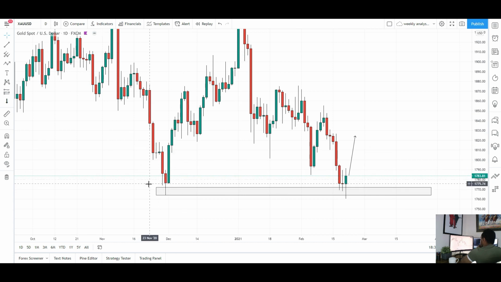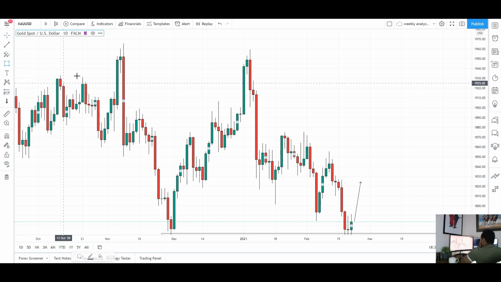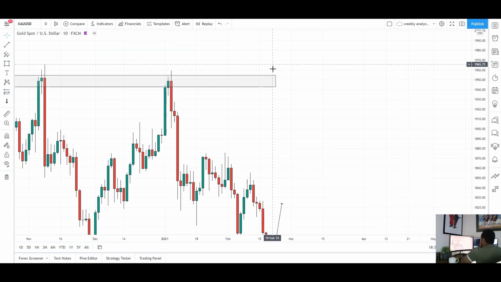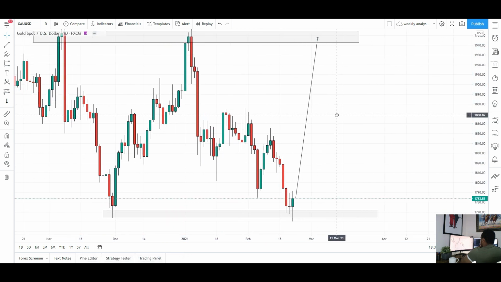As you can see, when we were here last time, we saw a really big push to the upside all the way back into this level. So we could potentially see price hold this area. We could actually see price eventually get back to the highs all the way up there potentially.